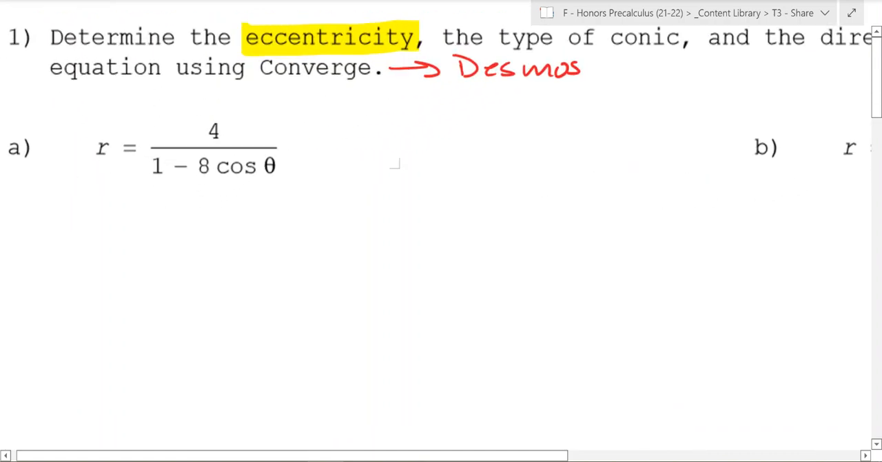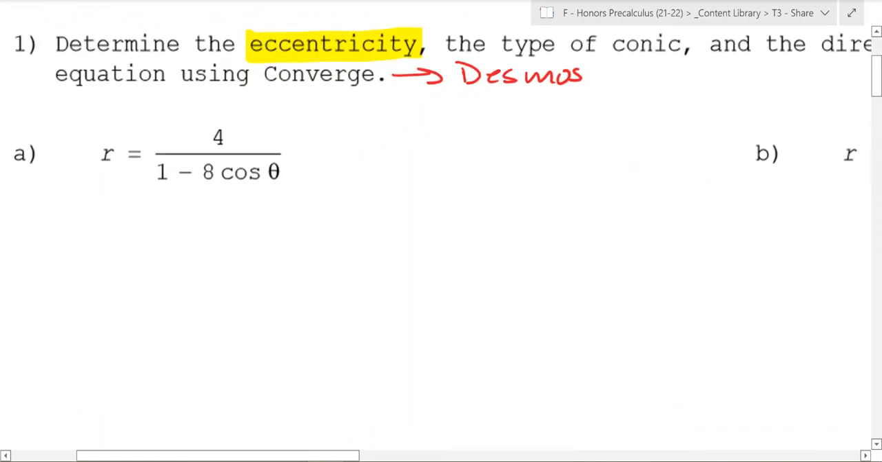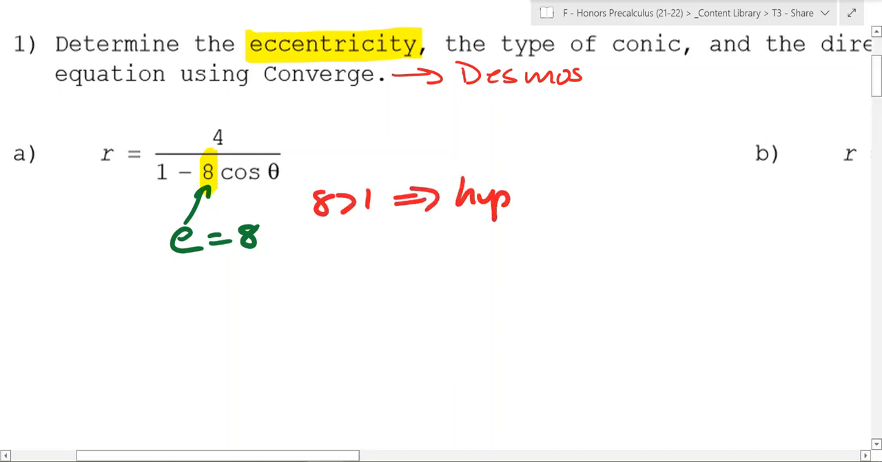So right here in this equation, because it's cosine, we know it's going to go side to side. But immediately we know that the e value is equal to 8 right there. And that means 8 is greater than 1. Therefore, it's a hyperbola. So we know the general shape.